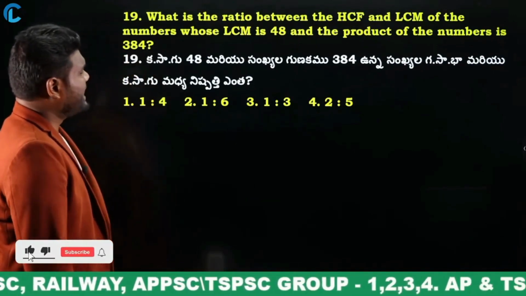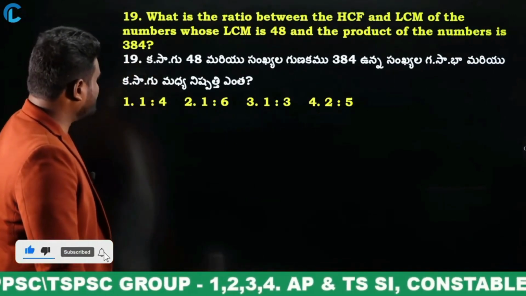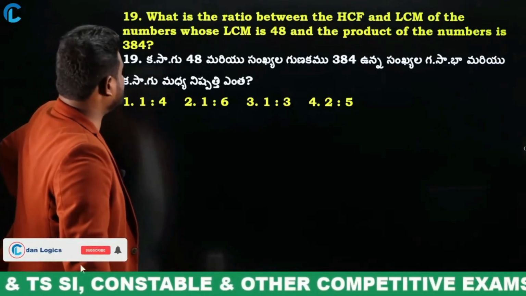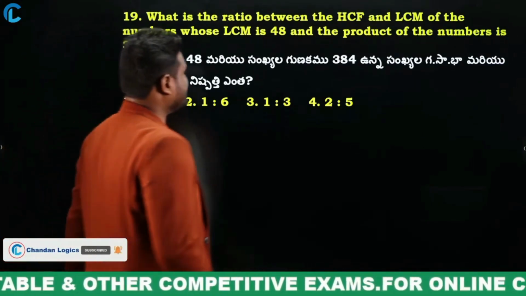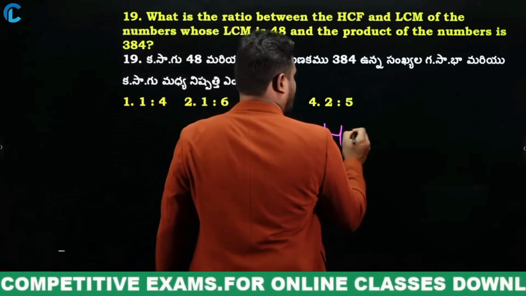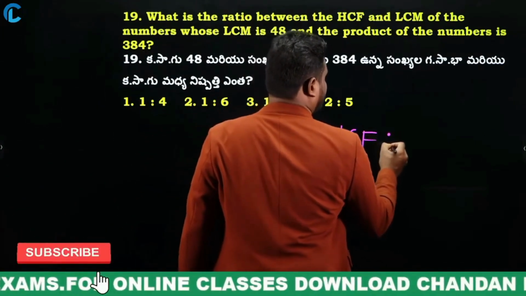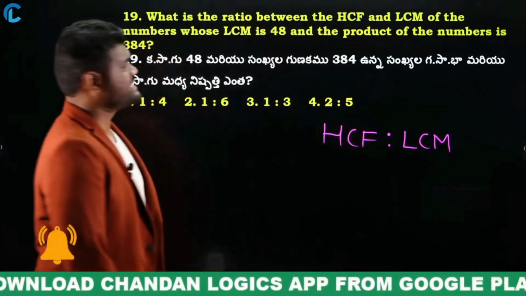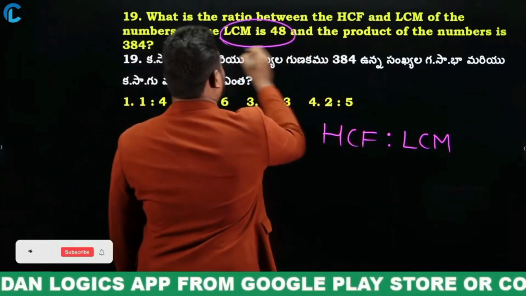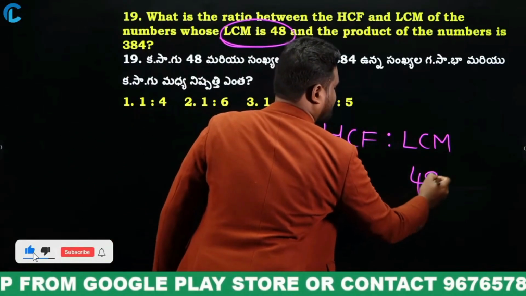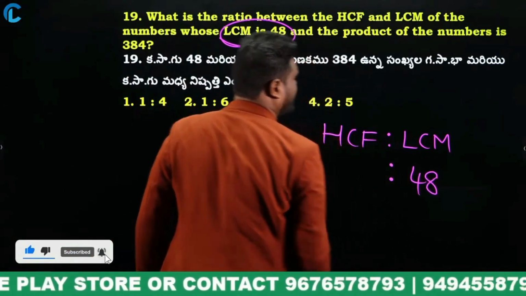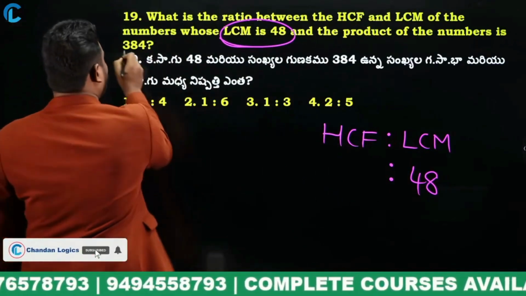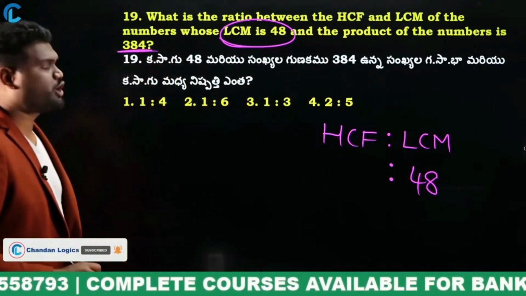Next question. What is the ratio between HCF and LCM of numbers whose LCM is 48 and product of numbers is 384? So the question is asking us what? Find the ratio between HCF and LCM. We already know the LCM. LCM is 48. But we don't know what the HCF is here. But here we have the product of two numbers, 384.